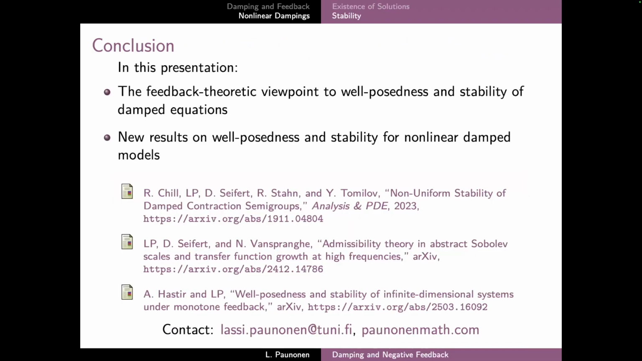And this brings me to the end of my talk, where I presented a systems theoretic and feedback theoretic viewpoint on the existence of solutions and stability of damped abstract Cauchy problems. And I've also presented some new results on well-posedness and stability for models with nonlinear damping.